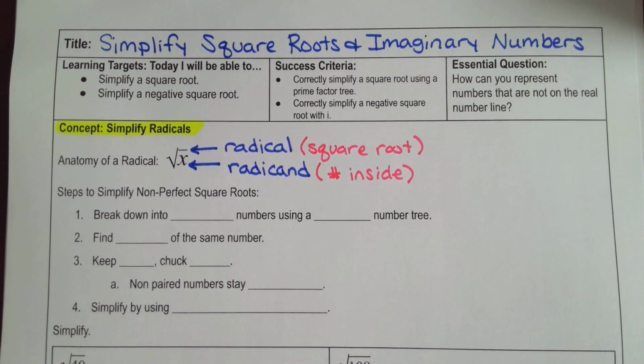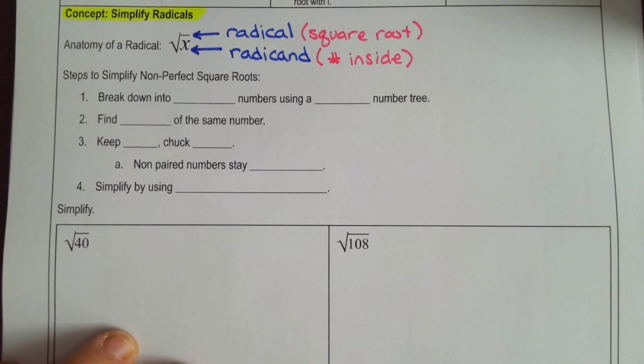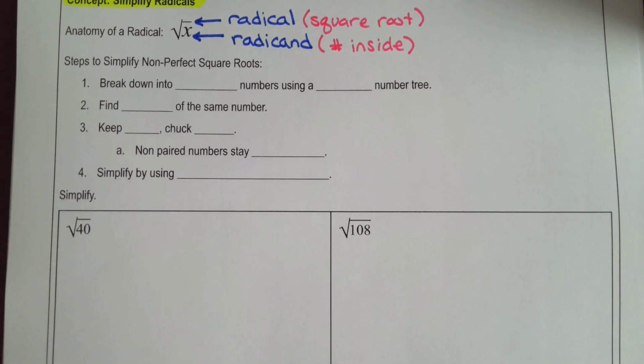So let's go through the steps how to simplify non-perfect square roots, because that's what we're doing. We're simplifying non-perfect square roots, because perfect square roots are easy. You take the square root of them. But non-perfect squares, we're not going to be messing around with decimals. We can break them down.